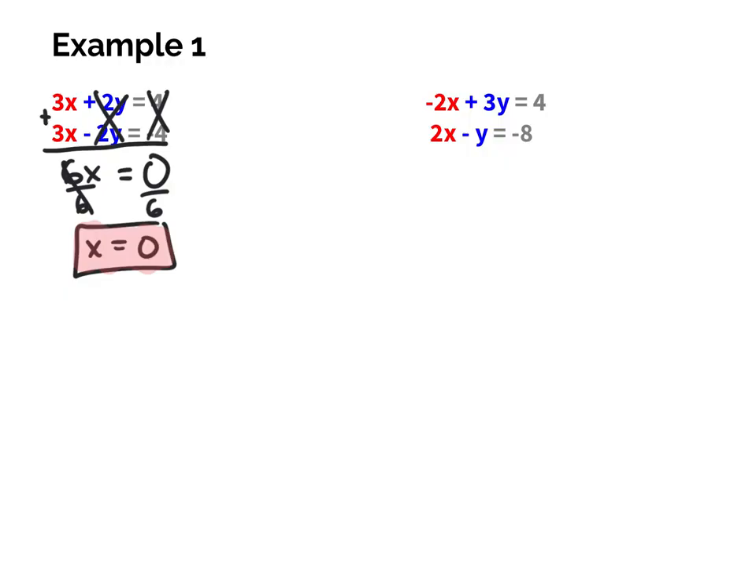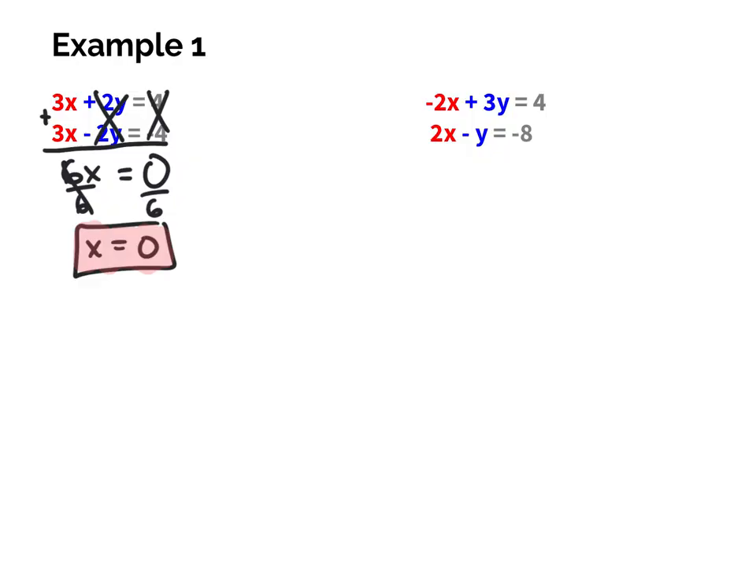Now here, it's easier to get my first answer, but it's going to take a little extra work to find the second. So to find the second, when I find my y value, here's what I need to do. I now know what x is. So if I know what x is, I can plug 0 into any of these two equations. That'll allow me then to solve for y.